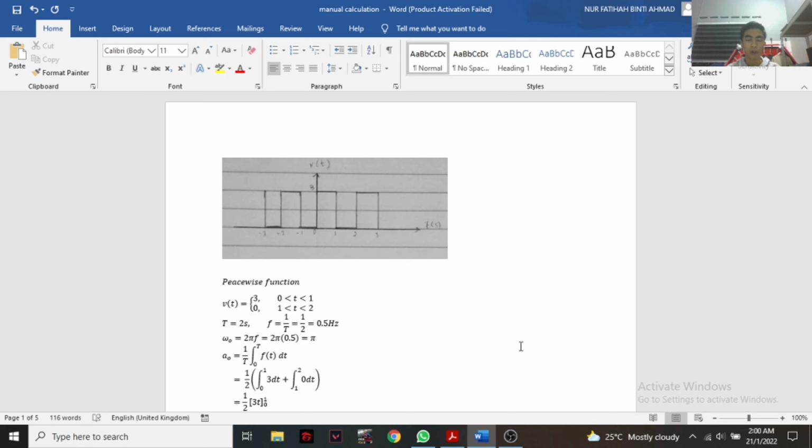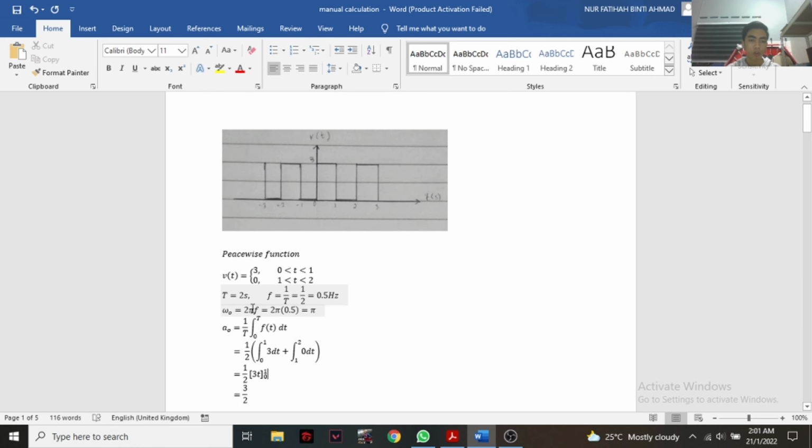Now I want to share the manual calculation for the 4-hour circuit. So this is the graph and the piecewise function, which is Vt equal to 3 from 0 to 1, and 0 from 1 to 2. So the period is 2 seconds, and the frequency is 1/2, which is 0.5 Hz. For the omega naught, we can get it with this formula and we get pi.